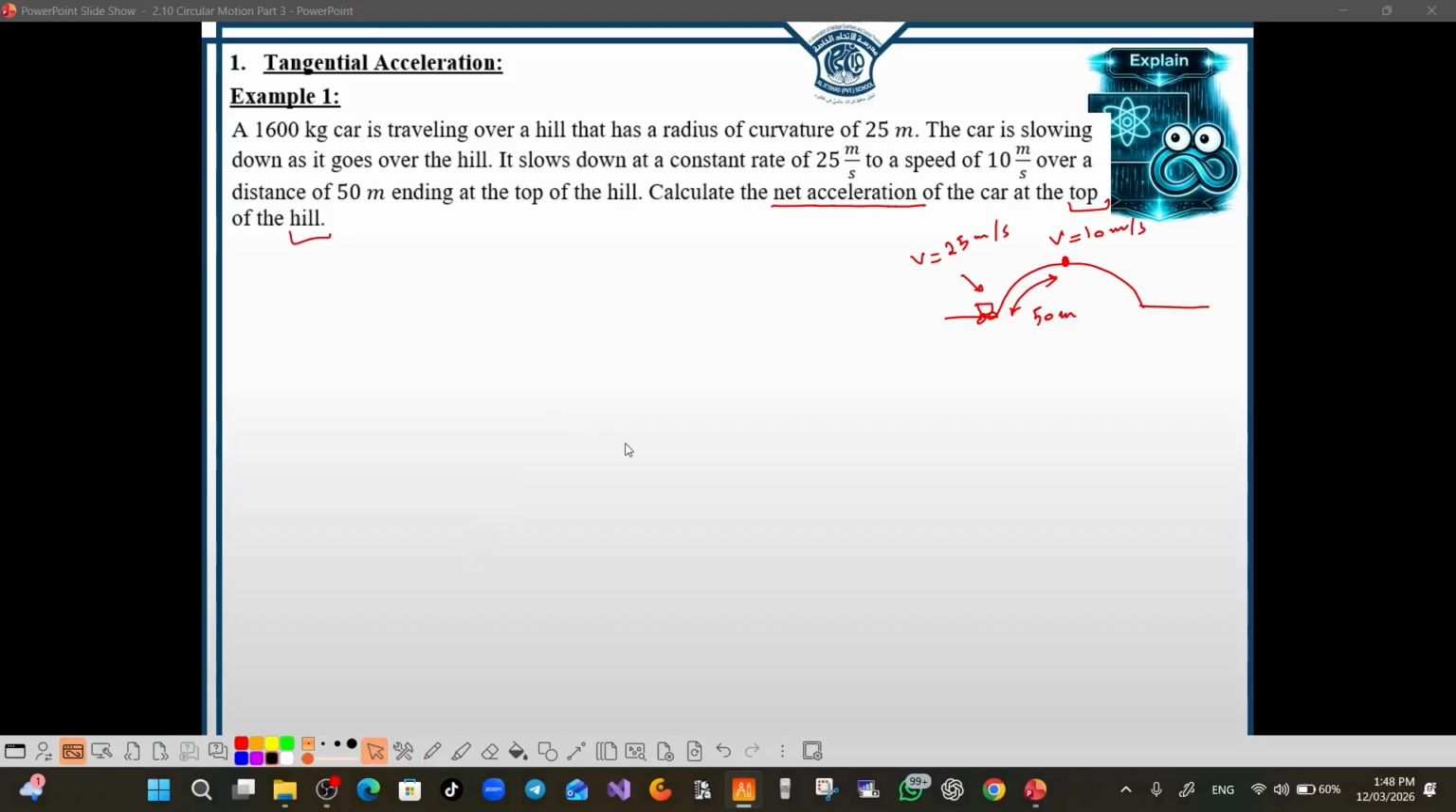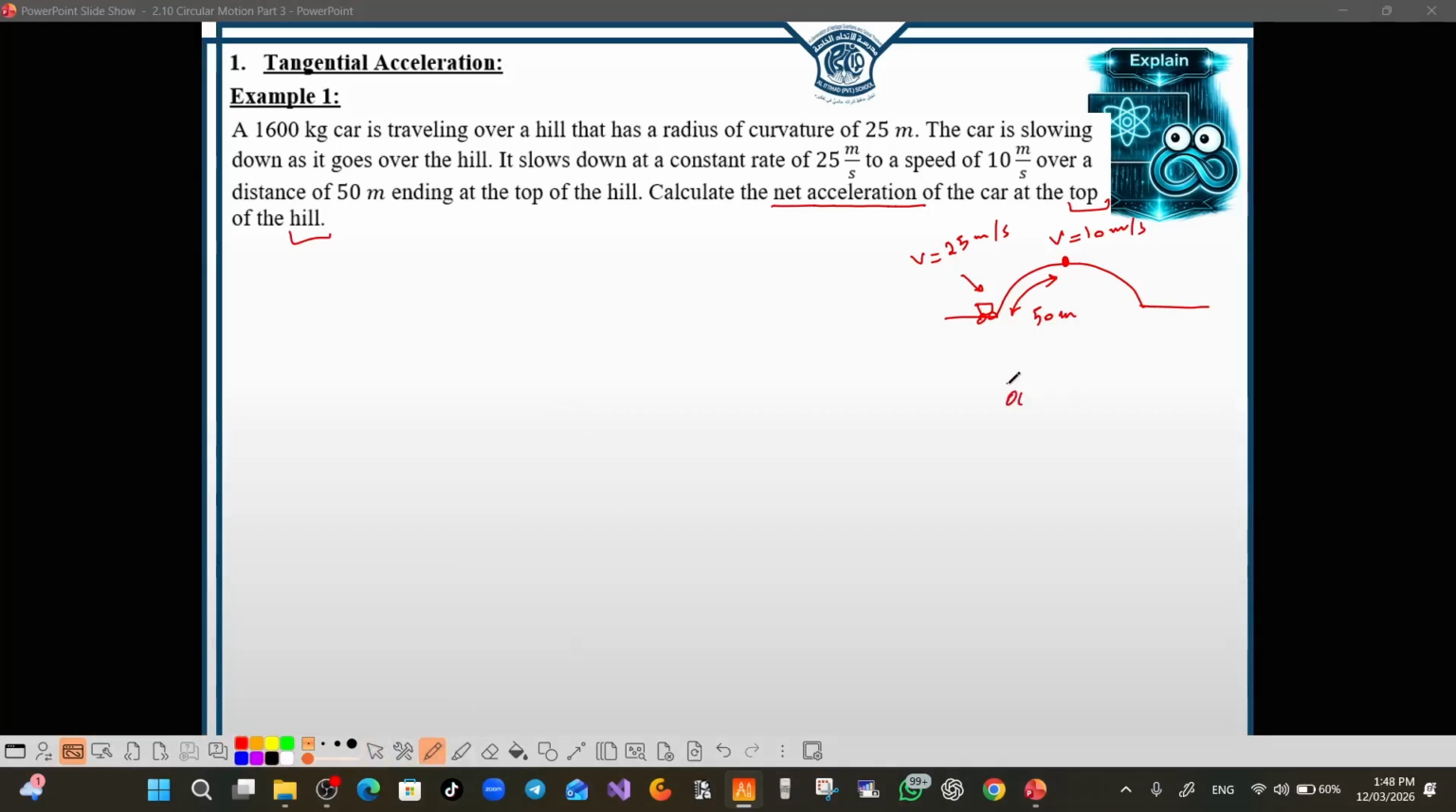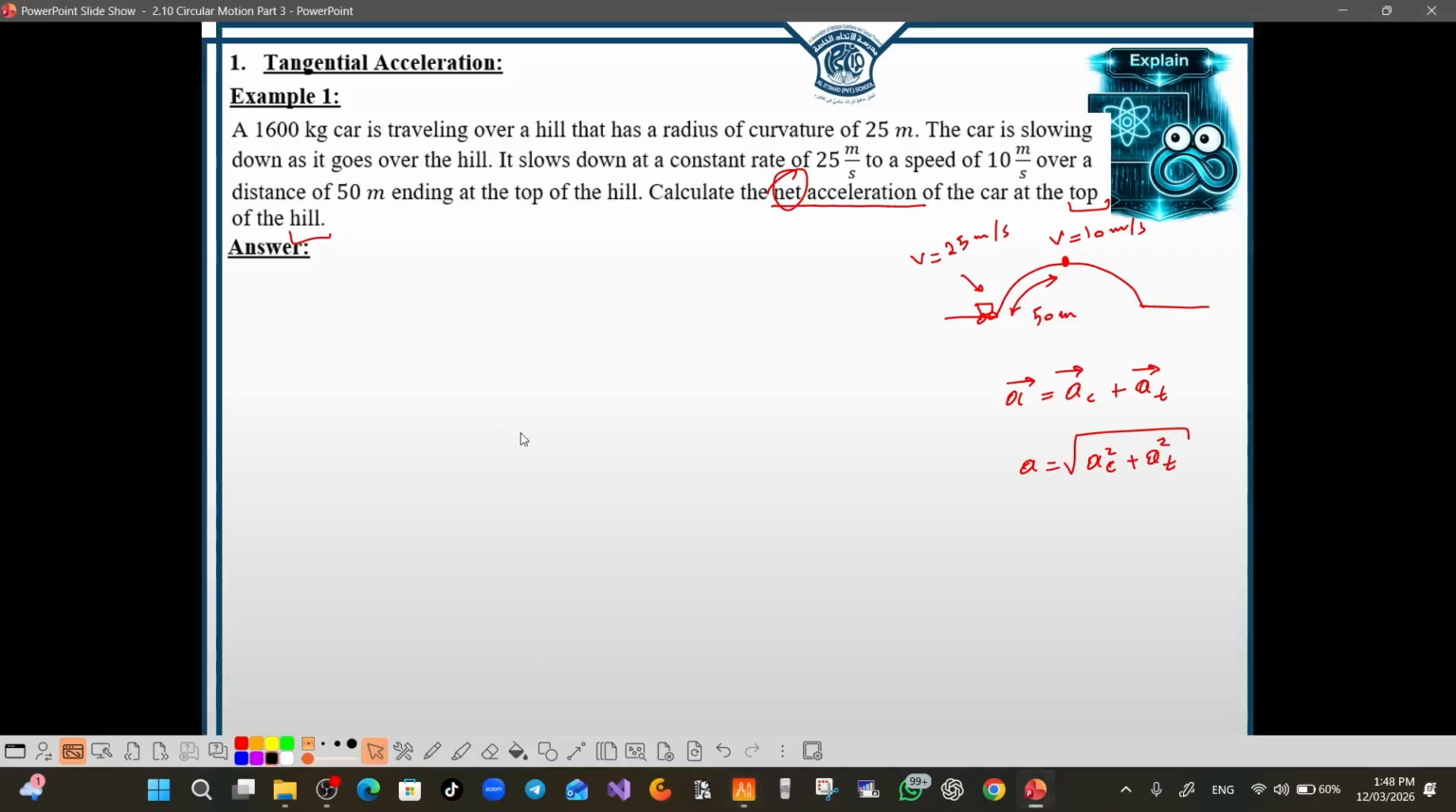Now, to find the acceleration, we will need the two components of the acceleration. Remember that the acceleration in circular motion is associated with the centripetal acceleration and the tangential acceleration. But since we are looking for the net, it means the magnitude. In other words, I need to find the square root of AC squared plus AT squared. So let's find the centripetal acceleration, which is AC equals v squared over R. And we can consider at this point v is equal to 10 meters per second, because we are looking for the net acceleration of the car at the top of the hill.